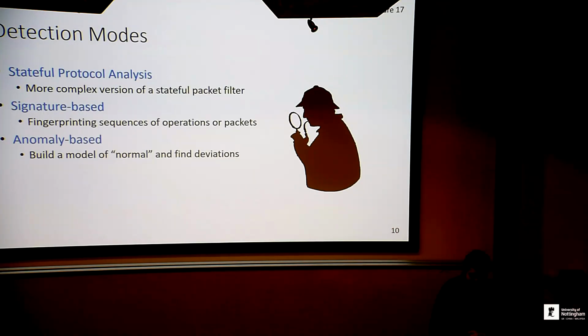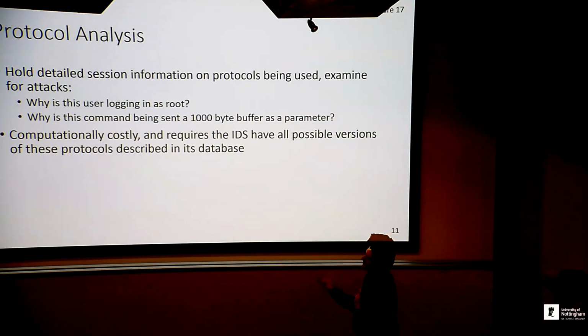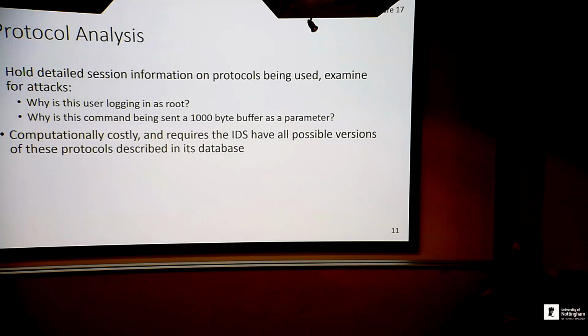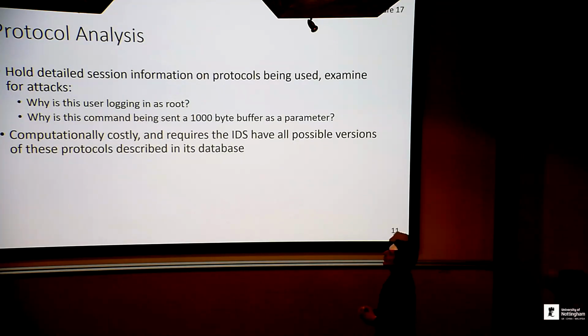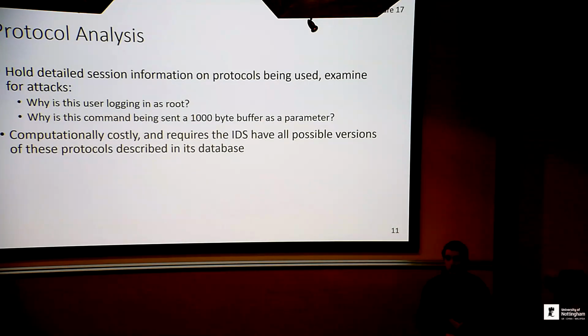So, protocol analysis is the idea that we know what an FTP handshake looks like, or a TLS handshake looks like, right? Yes, there's variants of these protocols, but we know that you have a client hello, followed by a server hello, and then a certificate, and so on. So if things start going a bit awry, and we start getting strange responses, maybe we can detect that as something a bit unusual. Right? So we're going to hold detailed information on different protocols that could be used on this network segment, bearing in mind there's going to be some we just don't know about. Right? And we're going to examine for attacks.